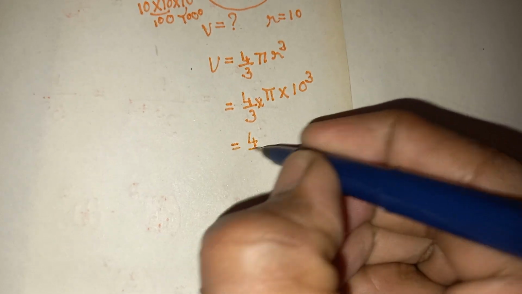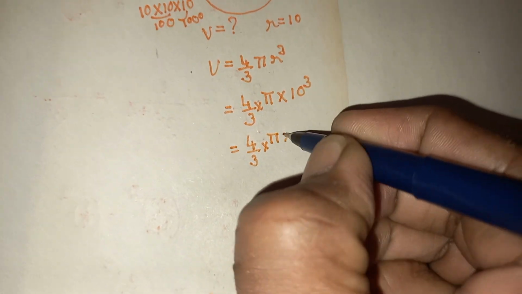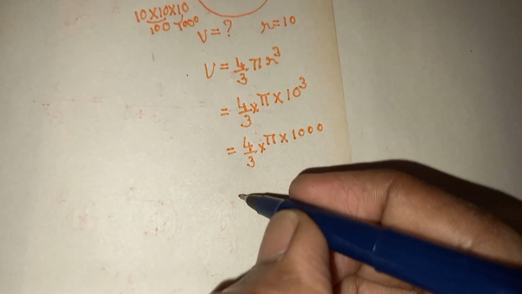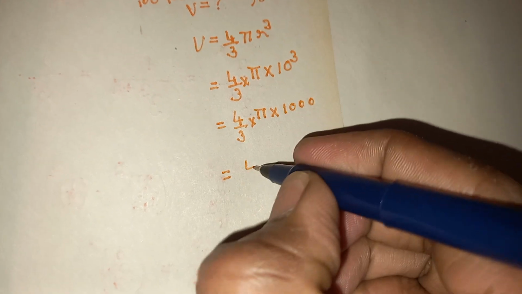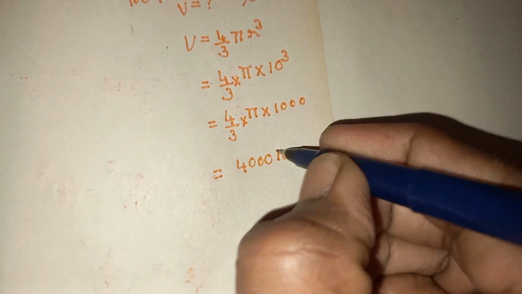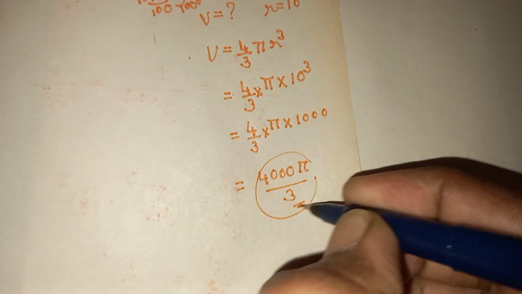So it becomes 4 by 3 times pi times 1000, and 1000 times 4 is 4000. 4000 pi by 3 cubic units is the actual volume of this big sphere.